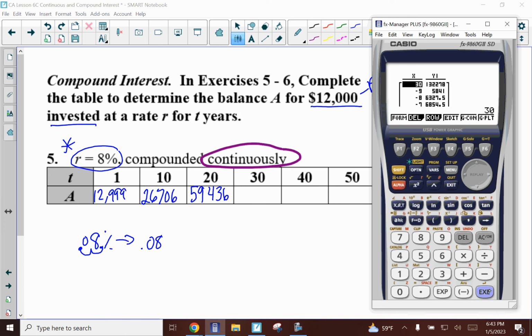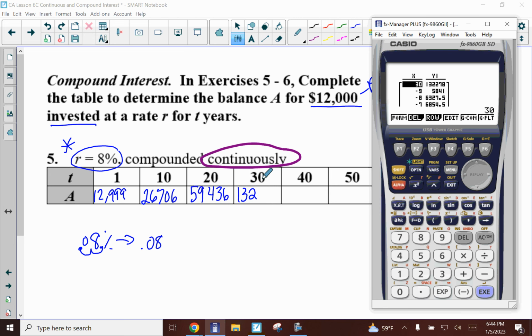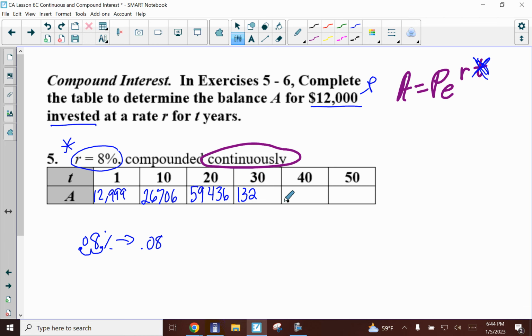So my $12,000 after 30 years, which by the way is usually the average amount of years that someone works before they retire, you're going to have $132,278. Sorry, I'm dyslexic. So 132 and then 278. And see, guys, the thing is, we're not doing anything different. All we're doing is letting our money work for us.